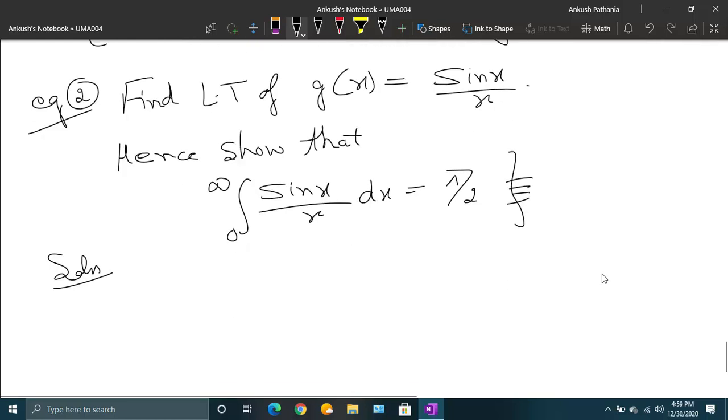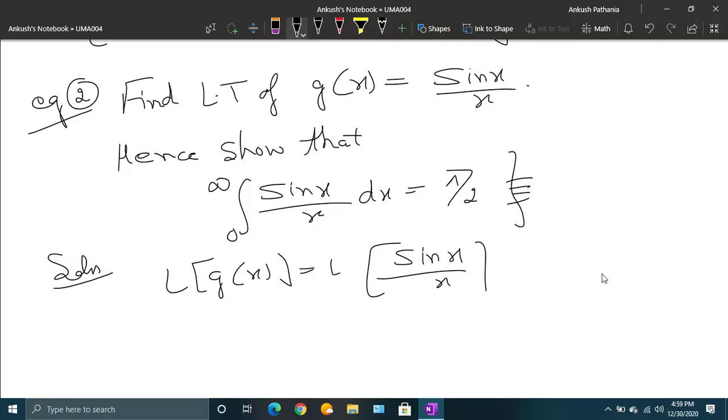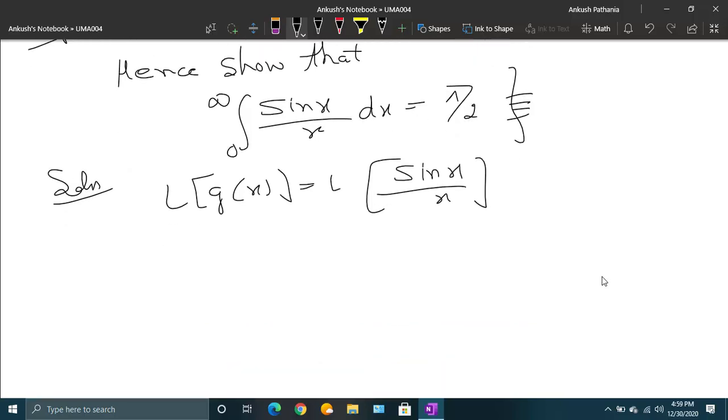So our first purpose is to find the Laplace of sin x upon x. Again, you can see this is of the form f(x) upon x. I am not writing this form again, I am doing it directly, since I have told you this is basically a two-step strategy.